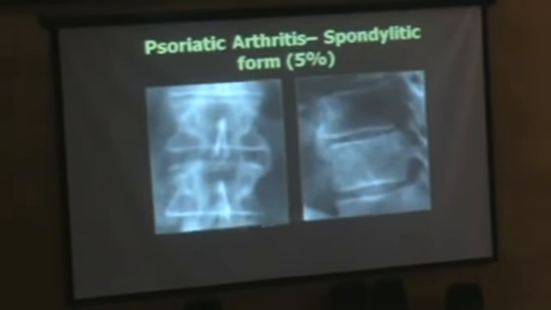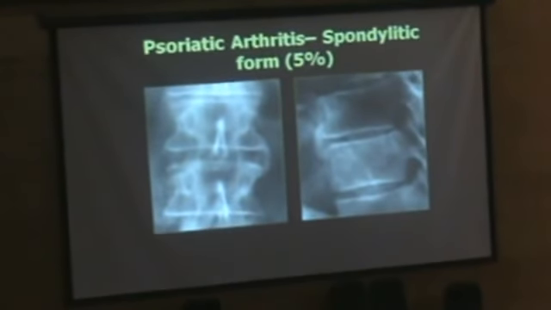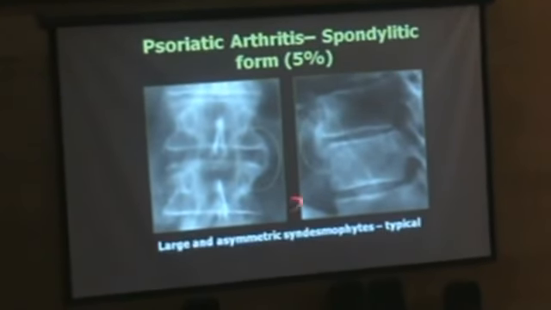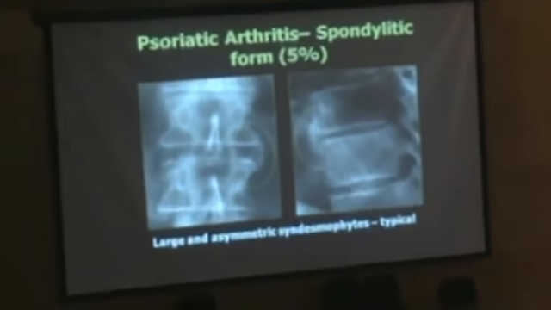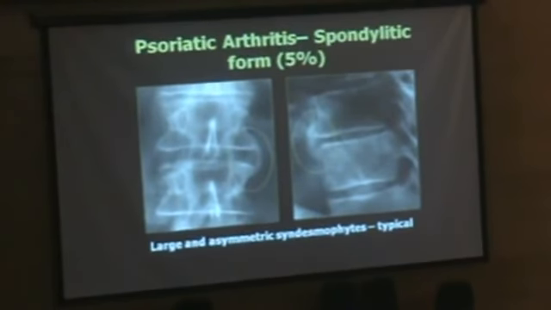We're going to see as well syndesmophytes in the spine, but the characteristic here is that they are large and asymmetric syndesmophytes, which is typical of the axial involvement of psoriatic arthritis when we compare to patients with ankylosing spondylitis.